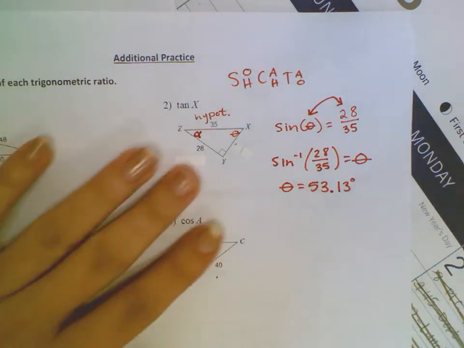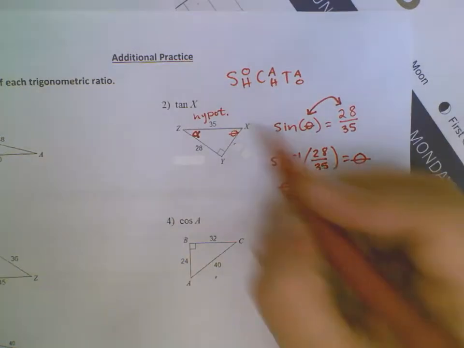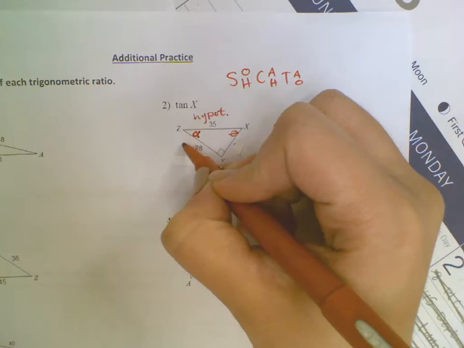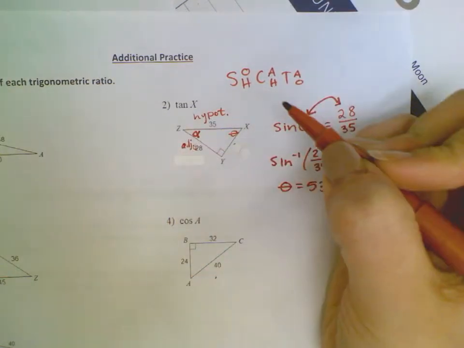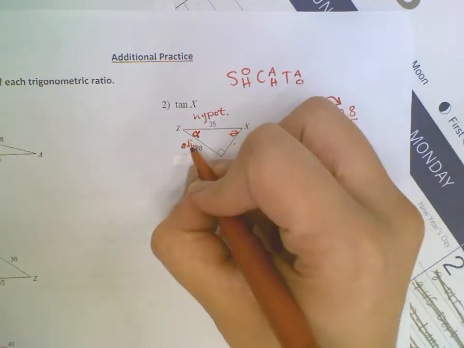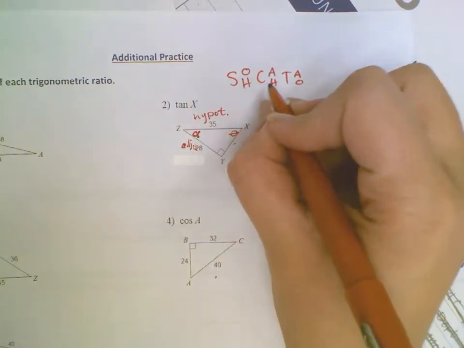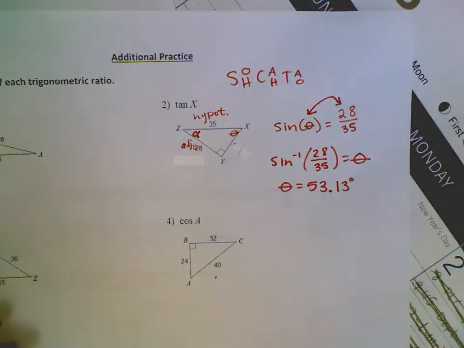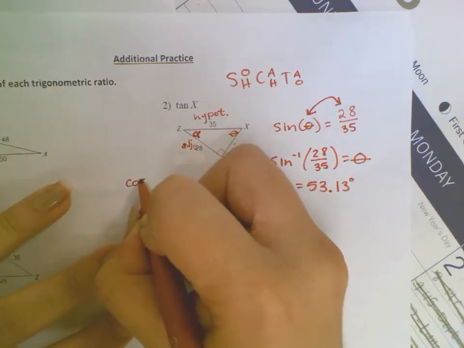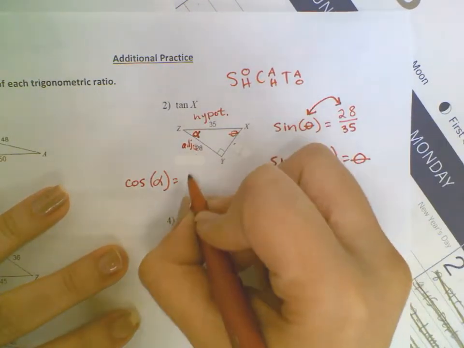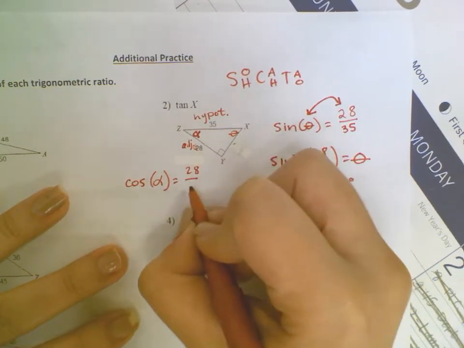Now, if I use alpha here, and now I want to solve for alpha, this side is no longer the opposite side, because in relation to alpha, it's right beside it. So this is now my adjacent side. So using adjacent, the hypotenuse will always be the same. So now if I have adjacent and hypotenuse, that is cosine. So I can say cosine of alpha equals adjacent, which is 28, over hypotenuse, which is 35.